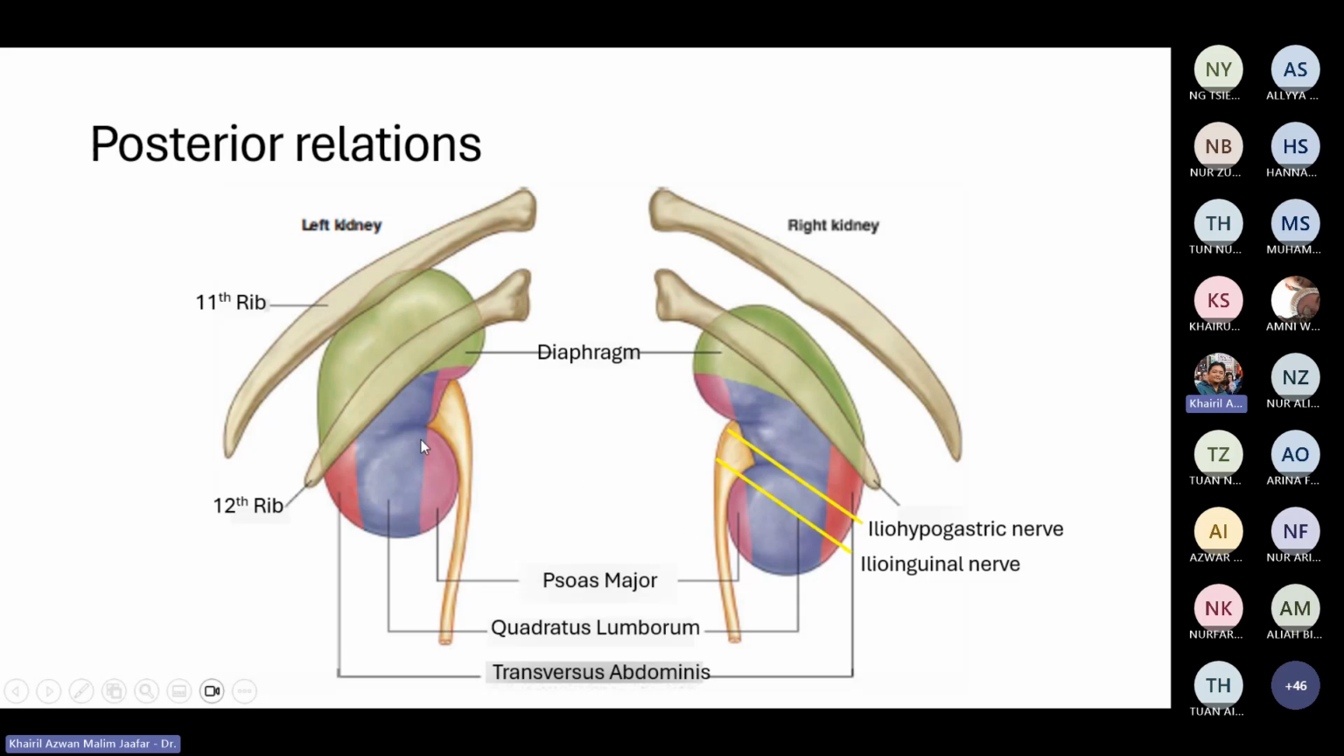The difference is that the right kidney, being slightly lower than the left kidney, is only related to the 12th rib, compared to the left kidney, which is related to the 11th and 12th ribs. We have the diaphragm, and also three muscles: psoas major, most medially, then quadratus lumborum, and transversus abdominis, plus two nerves, the iliohypogastric nerve and the ilioinguinal nerve.